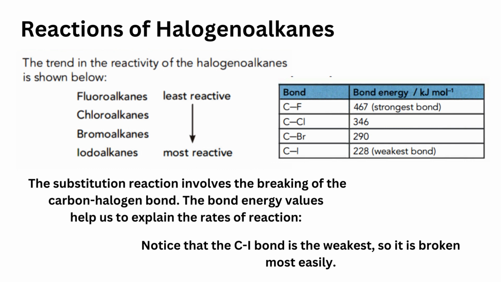Reactions of halogenoalkanes. The trend in the reactivity of the halogenoalkanes is shown below, from fluoroalkanes, which are least reactive, to the most reactive iodoalkanes. The substitution reaction involves the breaking of the carbon-halogen bond. The bond energy values help us to explain the rates of reaction. And from the table, you can notice that the C-I bond is the weakest, so it is broken most easily.